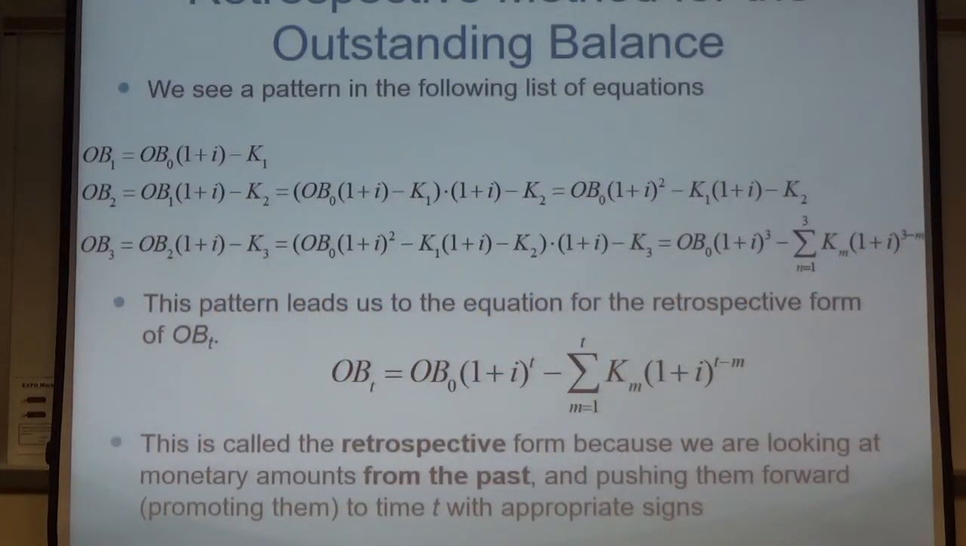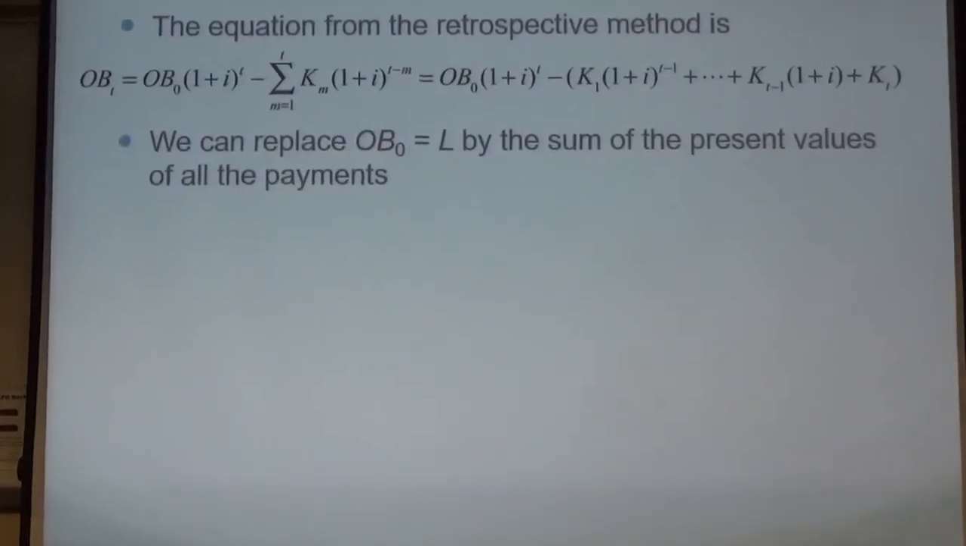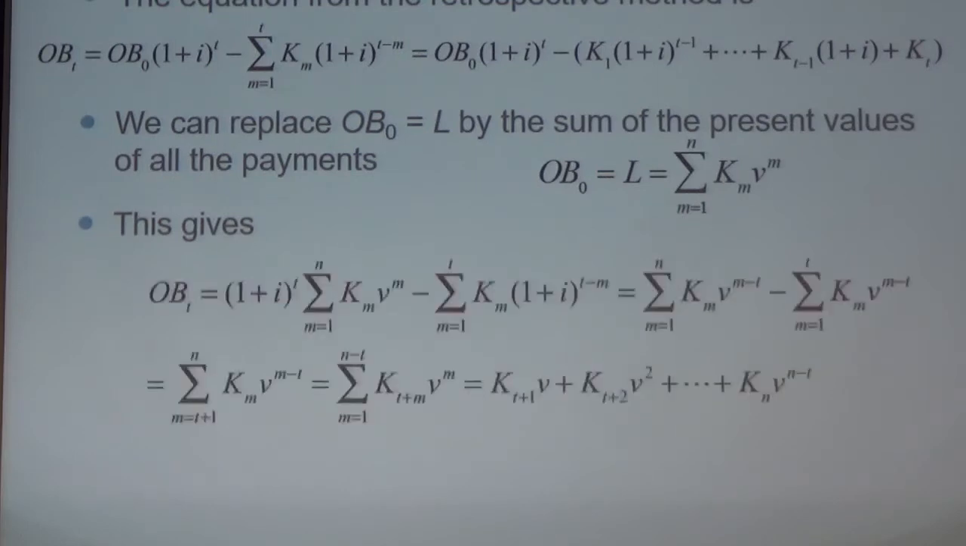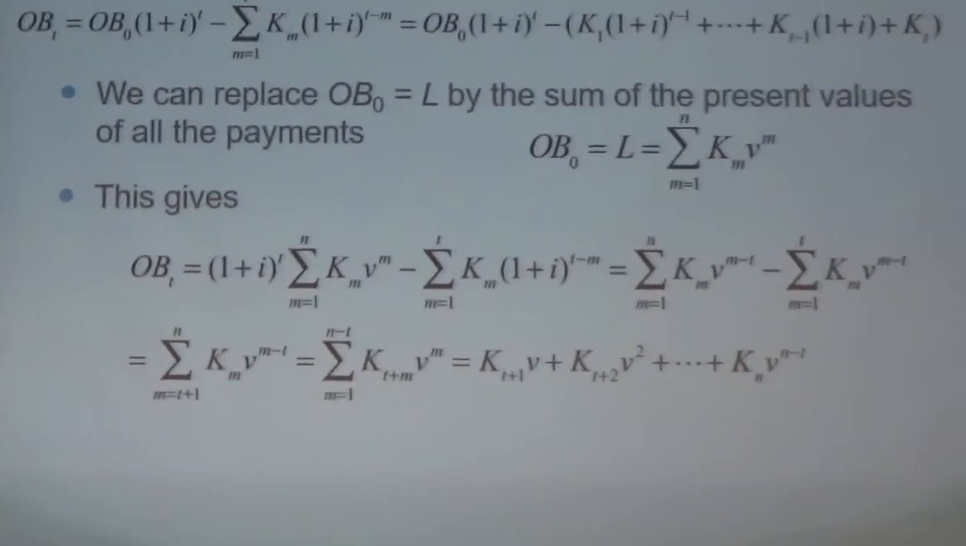There's something called a prospective method as well, where you are now looking forward in time instead of backward in time, and you are discounting values back to time t instead of promoting them. You can take the retrospective method and replace OB0 by L, and also replace L by the present value of all the payments. That was the equation we saw, oh, I don't know, 20 minutes ago or so. And through various kinds of algebra, you can derive this equation here.